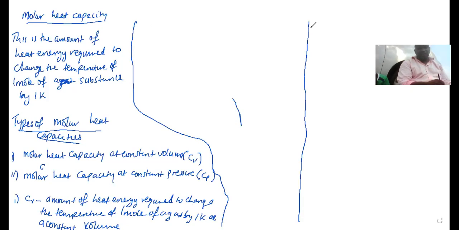Then the second one, this one we have called CV, and is measured in joules per mole per Kelvin.